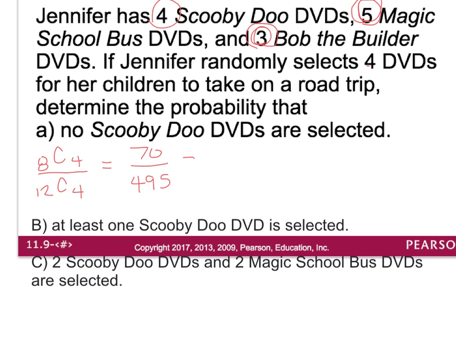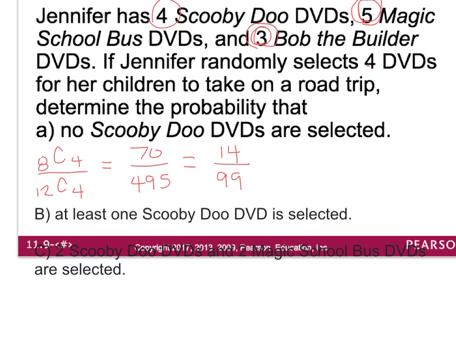So out of the 12 DVDs, the probability that she will not have to hear Scooby-Doo is 14 out of 99. I like probability as a decimal. So as a decimal, that's a 14% chance that she can escape Scooby-Doo. Okay. All right, next question.